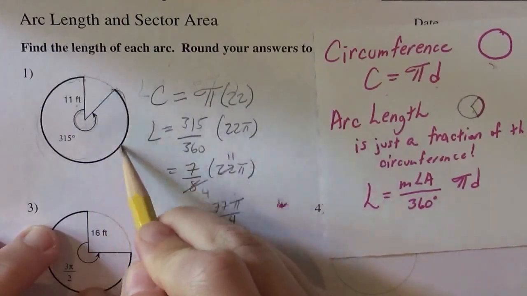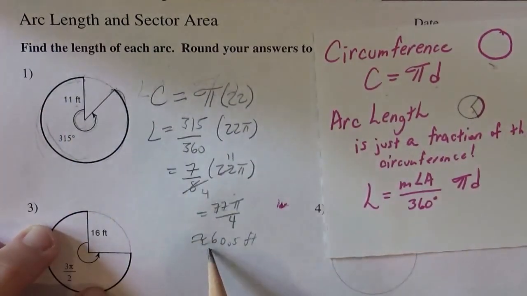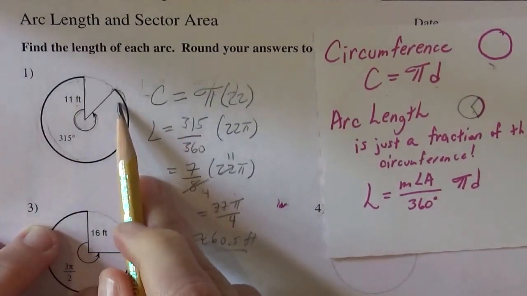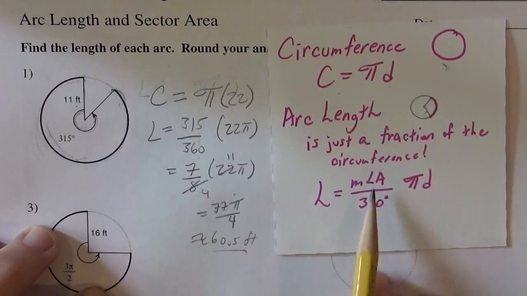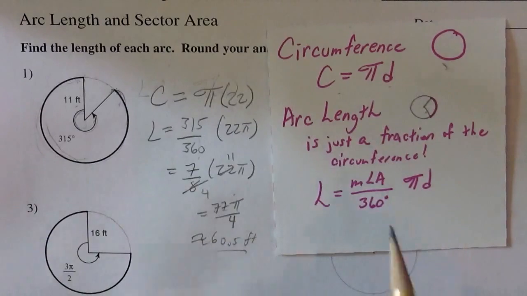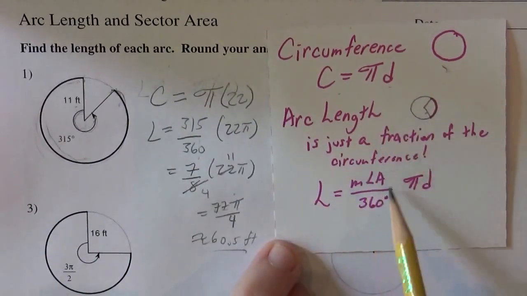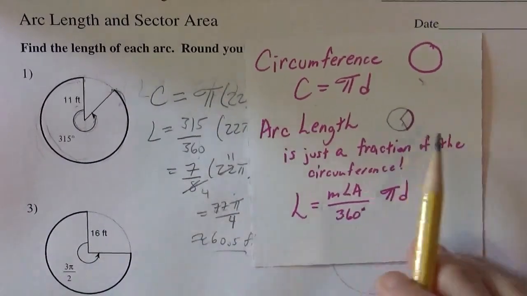So if you were to walk from here to here, you would only walk 60.5 feet. You're not walking the full circumference, just a fraction of it. I wrote the formula out here, but please do not use this formula. I hate that formula. You're just doing a fraction of the circumference. We'll do it again.